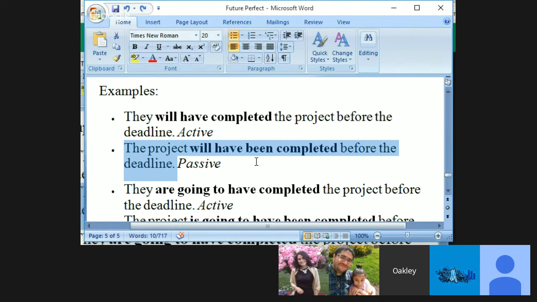Either of those reasons. The important thing is the action. So very common, and again related to business. It is very common to use passive constructions with future perfect, especially when talking about business.